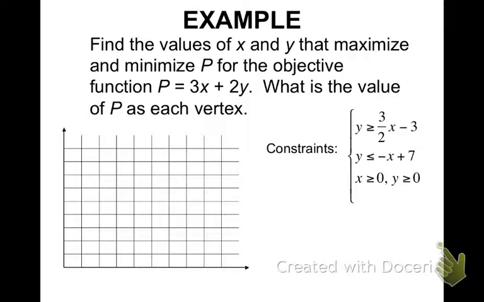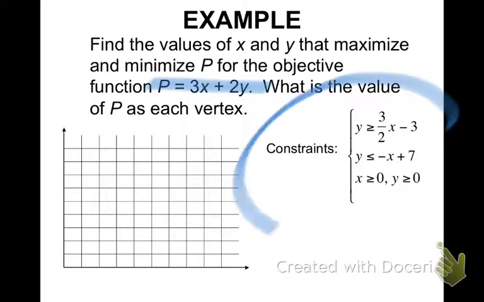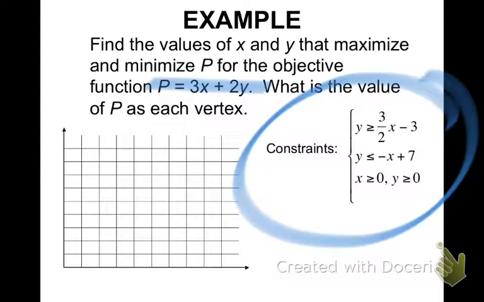All right, so what I would like you to do in your notes, all you have to do is write the objective function down. So this part right here. And don't worry about all this other stuff. So we're finding the values of x and y that maximize and minimize p for the objective function p equals 3x plus 2y. I would jot down in your notes these constraints.